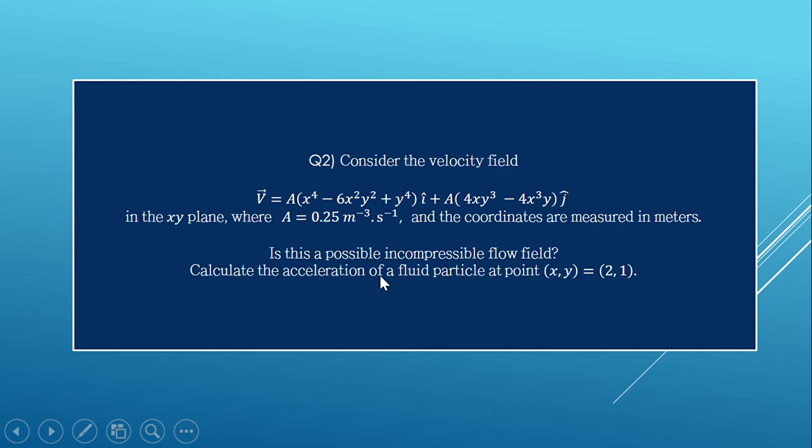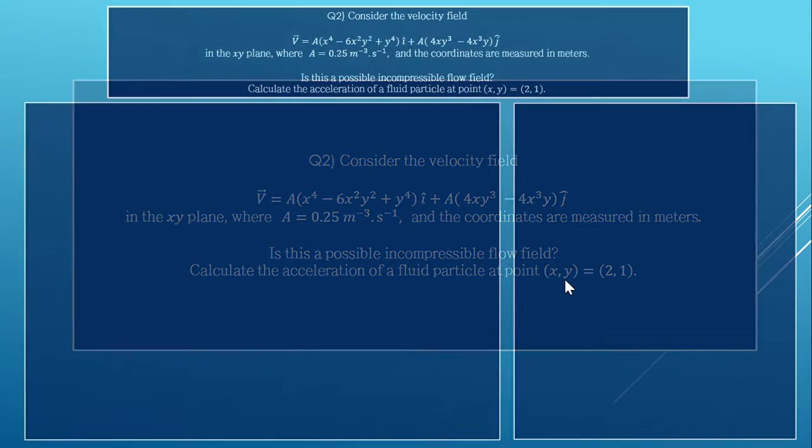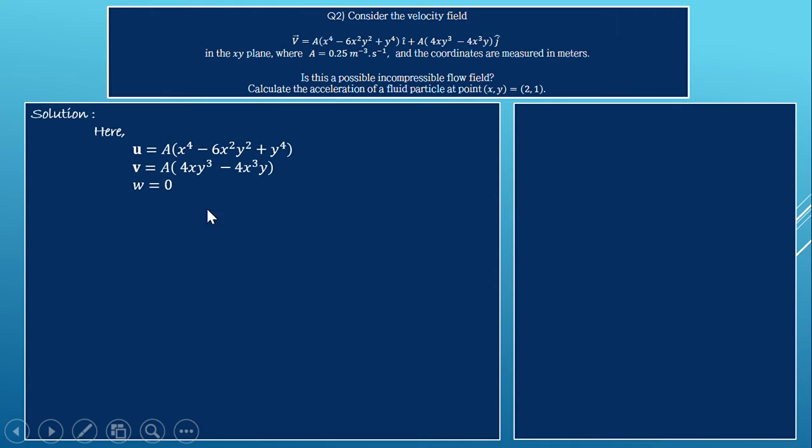Calculate the acceleration of a particle at point x comma y is equal to 2 comma 1. Solution. Here u is equal to a times the given expression and v is equal to a times the given expression. W is equal to 0.